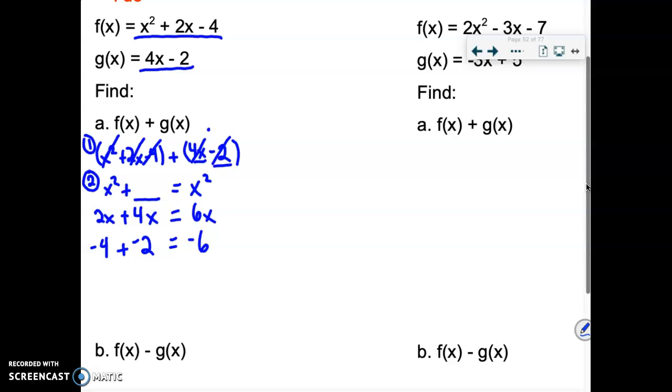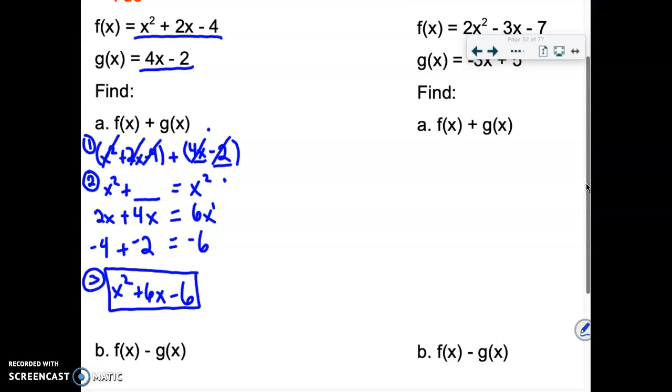The final step then is just to write it in standard form, step 3. And standard form goes from decreasing order of power. So the highest power to the lowest power. In this case, the highest power is the power of 2. So I'm going to write x squared. And the next power, even though it's not written, you can assume that power is 1. So I'm going to put plus 6x because it's a positive 6x. And then finally minus 6, my last term that we combine. And this is my final answer for addition.